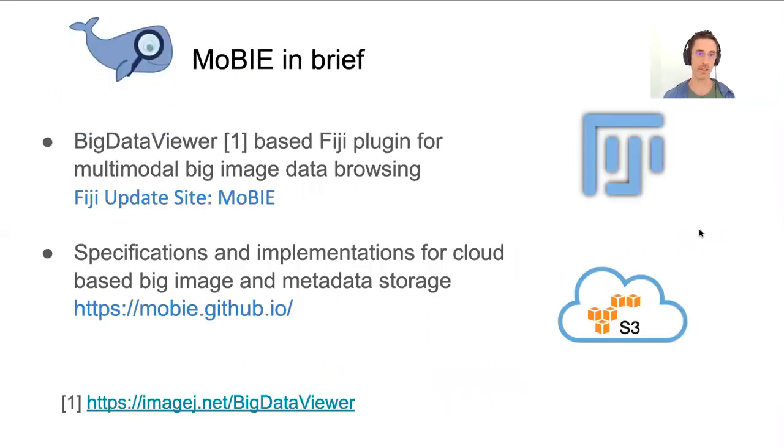So what is MoBIE in a nutshell? It's a Big Data Viewer-based Fiji plugin for multimodal big image data browsing, and there is also an update site called MoBIE to install it. I would like to mention that Big Data Viewer was not developed by us, but has been around for quite some time, and turned out to be very useful for what we want to do. Then on top of this, MoBIE is a set of specifications and implementations for cloud-based big image and metadata storage, and you can find most of this on the MoBIE GitHub.io website.